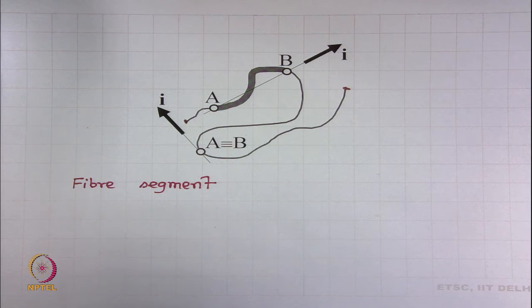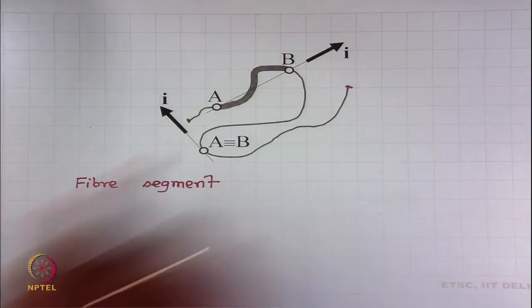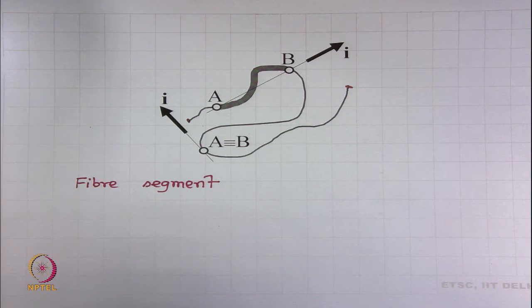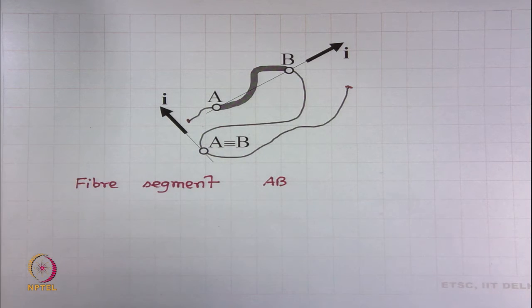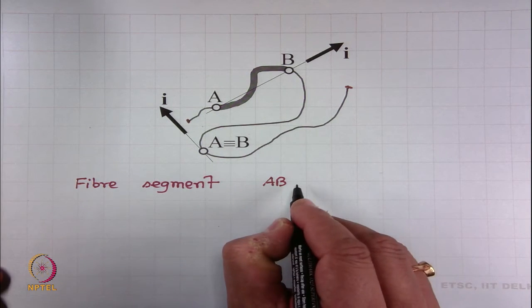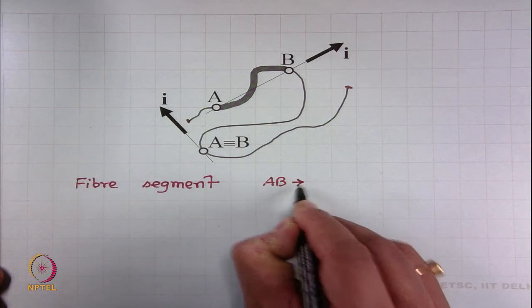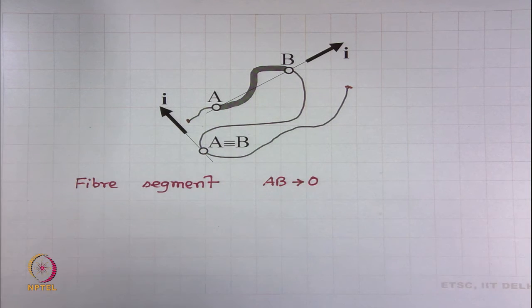So, when we talk about fiber orientation, precisely we are talking about orientation of a fiber segment. So, what is this segment? It is basically two points as close as possible on a fiber curve. Ideally speaking, this distance AB should be as close as possible, that means it should tend to 0.